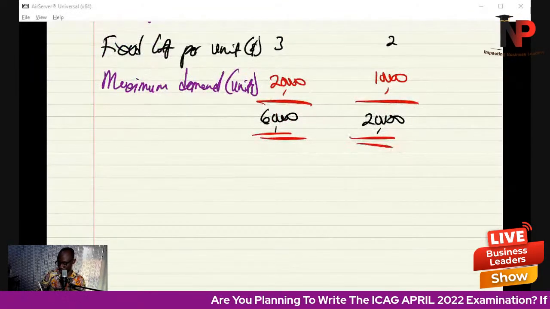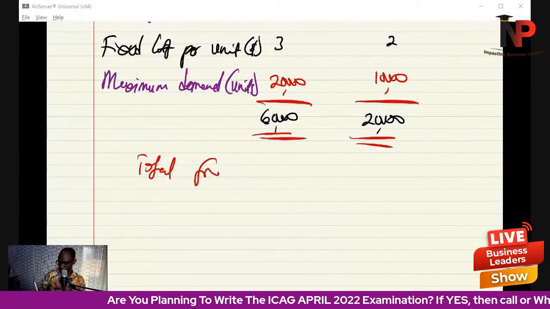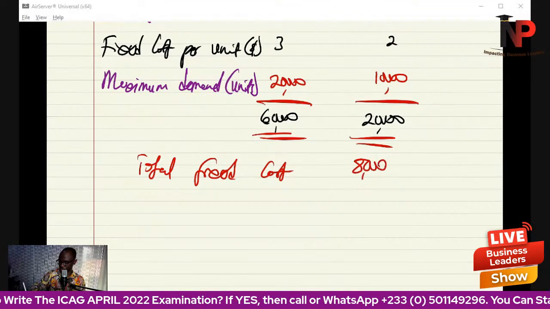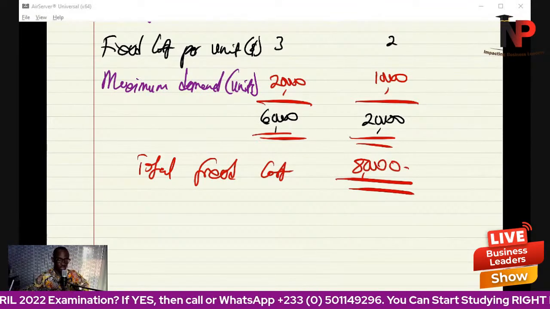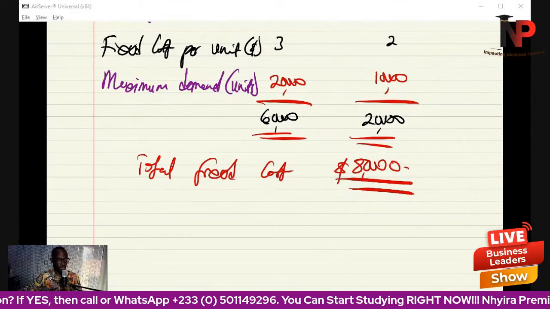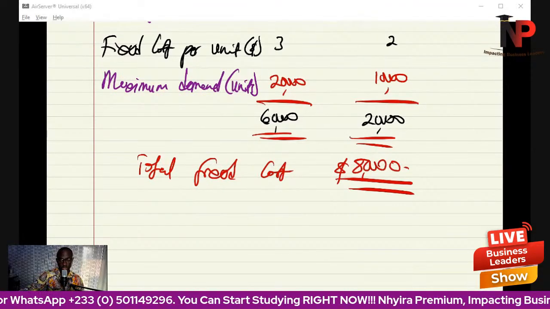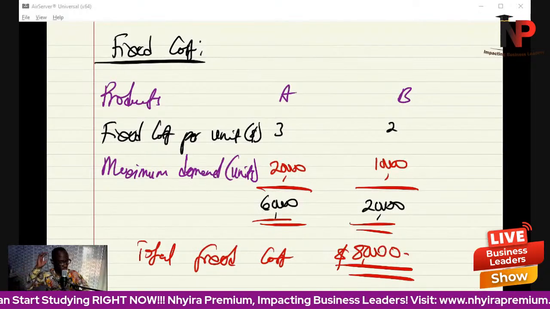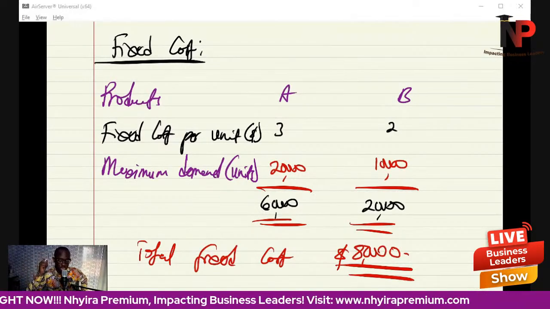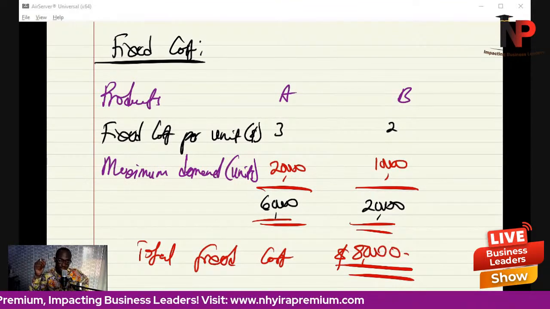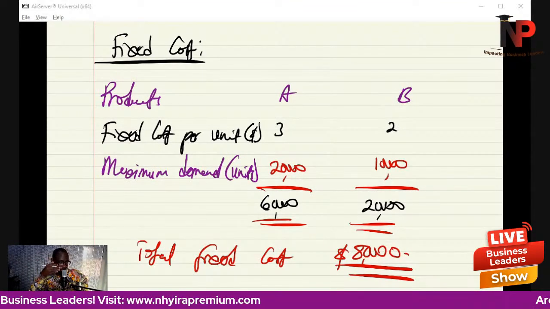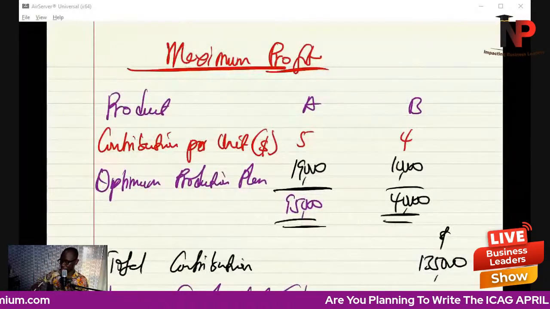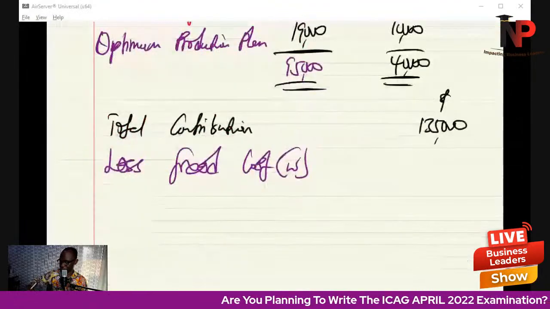So our total fixed cost is going to be $80,000. Does that make sense? $80,000. So that's how we calculate the total fixed cost for this particular one. Like I said, when you're dealing with fixed costs, you don't use your production plan. All you'd be using is the maximum units available. So now that we have that as 80,000, we bring it back to our profit.